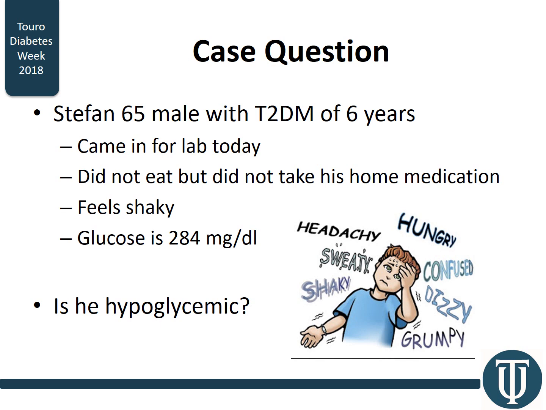So let's do a case. Stefan is a 65-year-old male who's had type 2 diabetes for about 6 years. You asked him to get fasting labs done, so he came in for labs today. So he purposely did not eat. But he was worried about dropping low, so he didn't take his home medications. When he was getting his labs drawn, he told the lab tech that he felt shaky and hungry, and so she did a fingerstick glucose, and it was 284 milligrams per deciliter. So the first thought question for you is, is he hypoglycemic? And what kind of hypoglycemia is he experiencing?